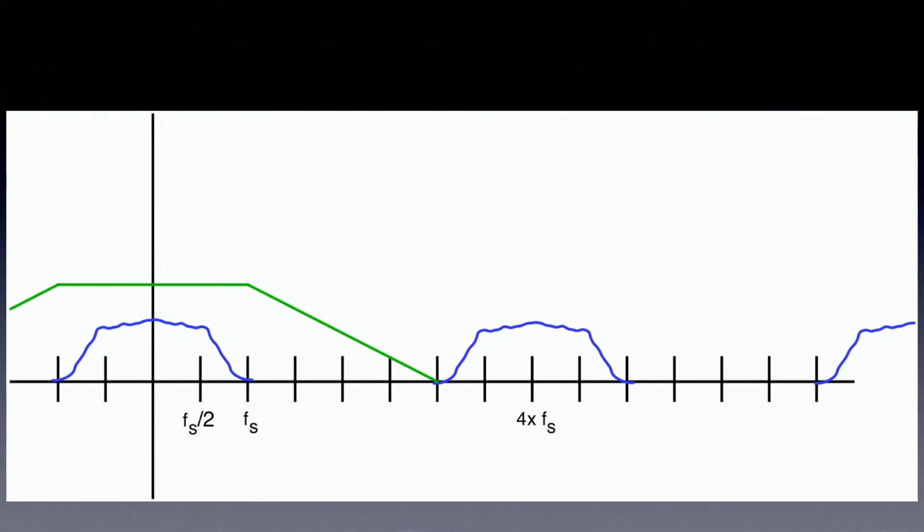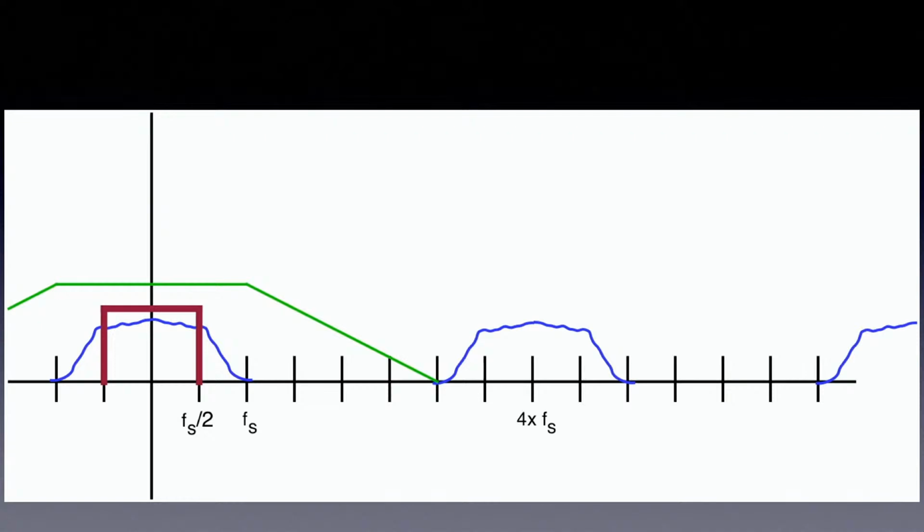And you see that green is a very gentle slope of our initial analog anti-alias filter. And since we're doing high oversampling, we've moved the first harmonics way beyond. And then our decimation will look something like that little red brick wall filter.